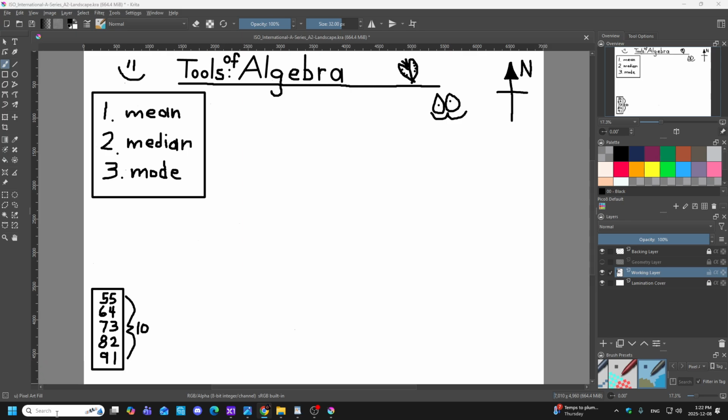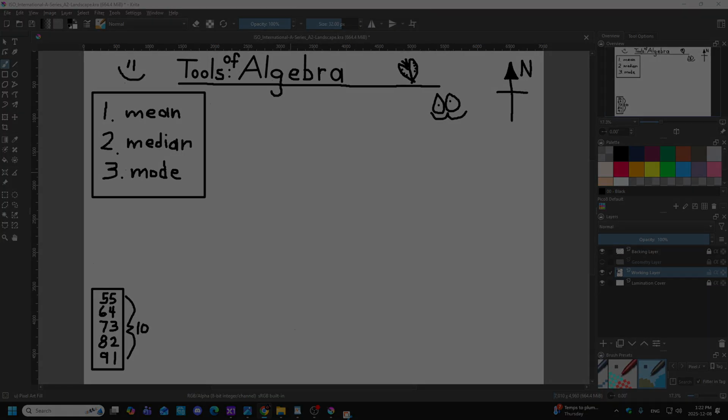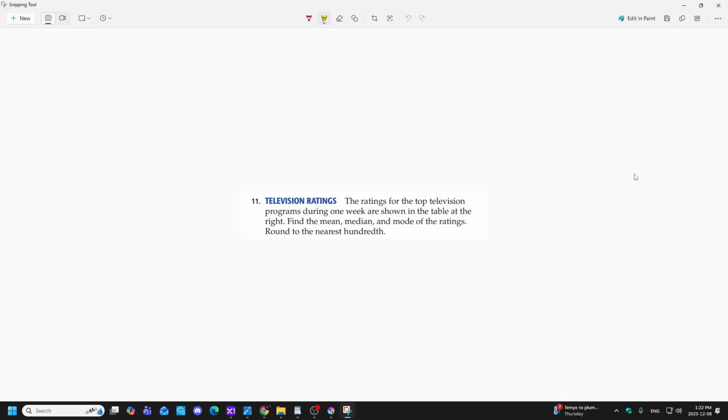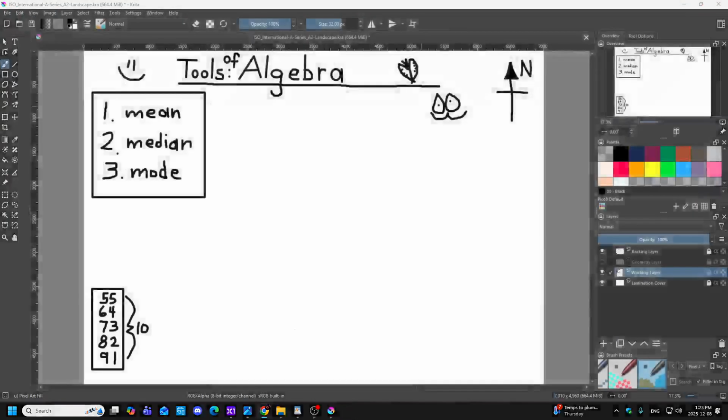Let me share with you the snipping tool. Here's the question. The TV ratings, blah, blah. For the top television programs during 1 week are shown in the table. I am going to share the table. Find the mean, median, and mode of the ratings. Round to the nearest hundredths.